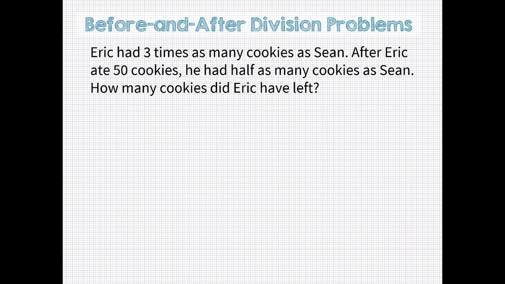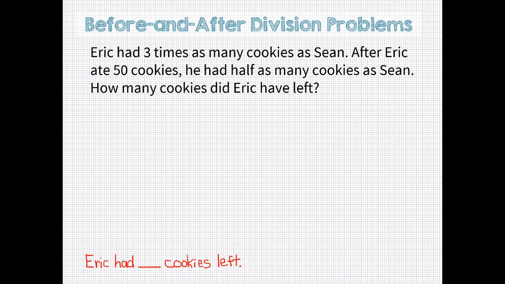The first problem we will solve is what we call a before and after problem. It reads, Eric had 3 times as many cookies as Sean. After Eric ate 50 cookies, he had half as many cookies as Sean. How many cookies did Eric have left? We will start by writing our sentence statement. Eric had blank cookies left.